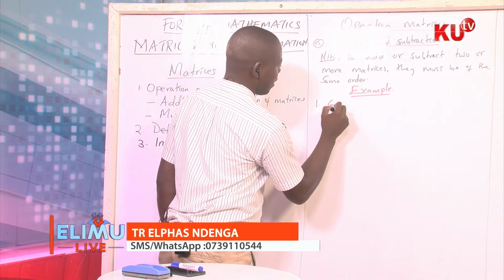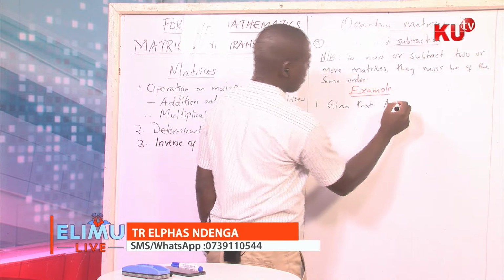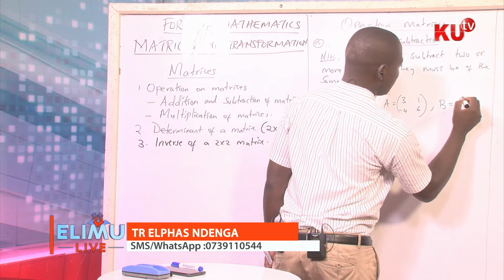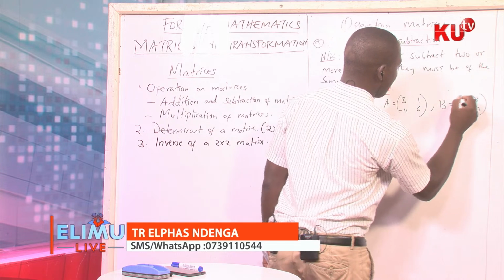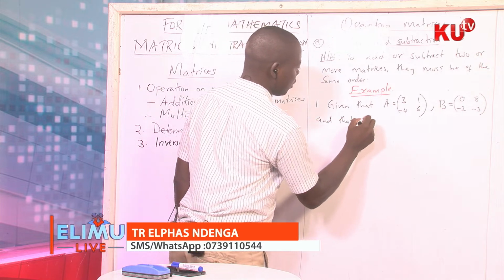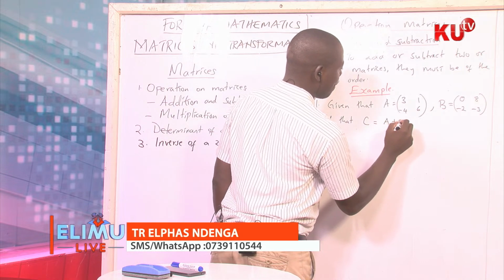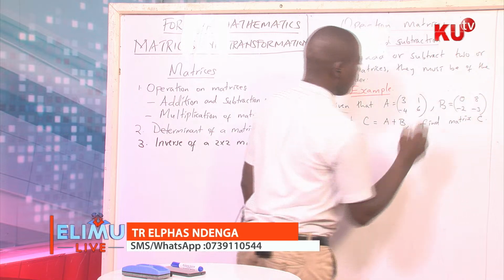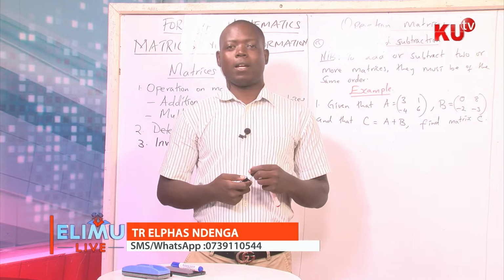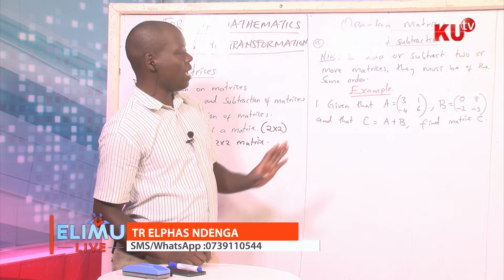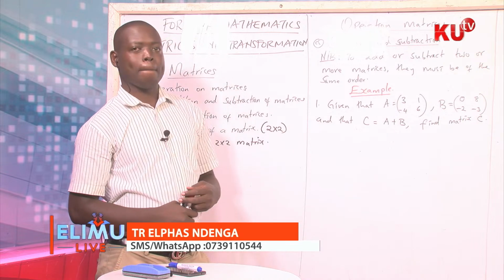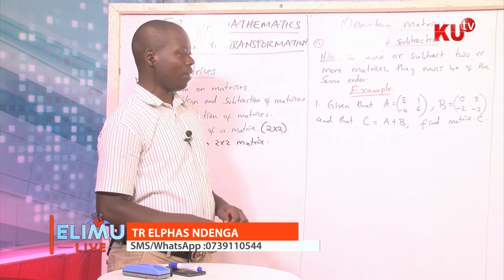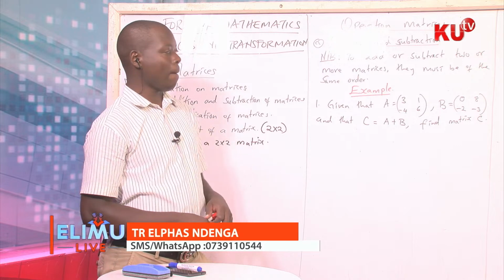Number one, given that A is the matrix 3, 1, negative 4, 6, B is the matrix 0, 8, negative 2, negative 3, and that C is the matrix A plus B. Find the matrix C. Students, we've been given a question that given A is 3, 1, negative 4, 6, B is a matrix of elements 0, 8, negative 2, negative 3, and that C is a matrix A plus B. Find matrix C.